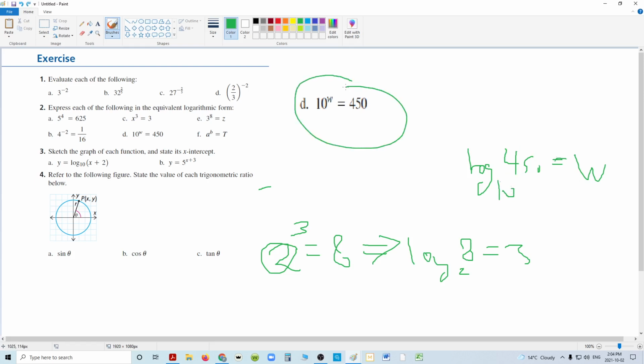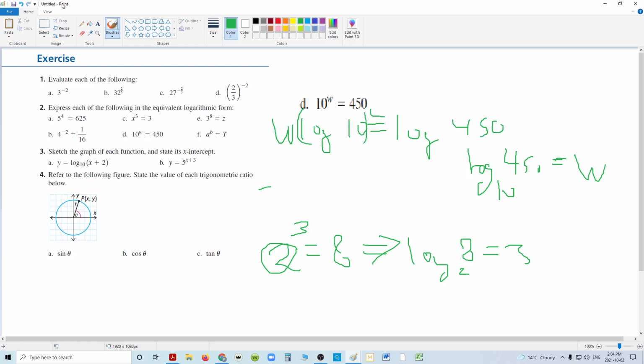In this case, they're telling me W. Now you can actually solve this, and you'd have to take a log of both sides. This is now to the W, so it can go in front. So I get W times the log of 10. What's the log of 10? It is 1. So W is equal to the log of 450.